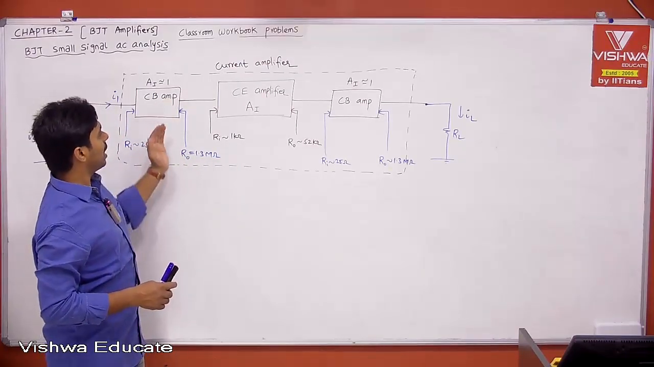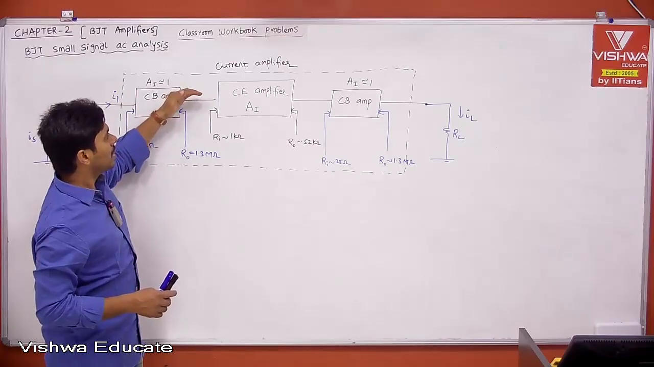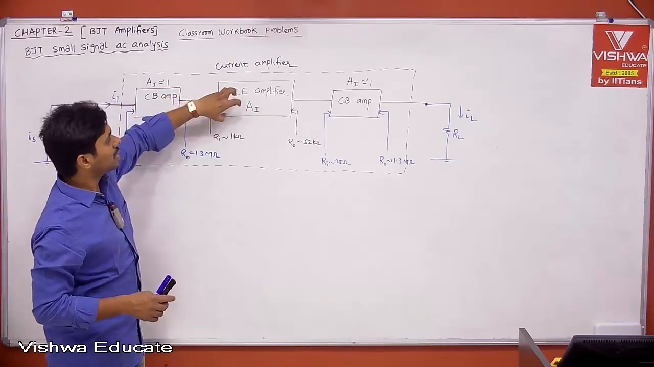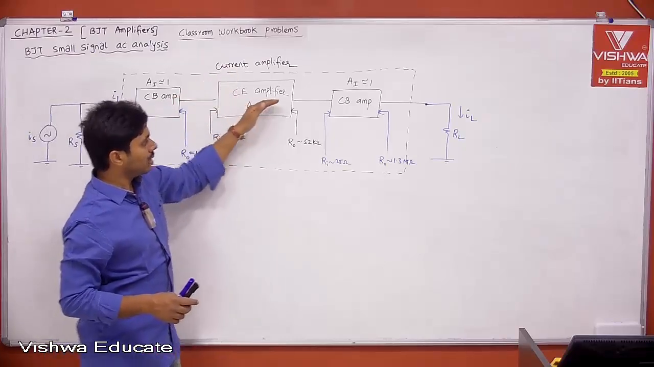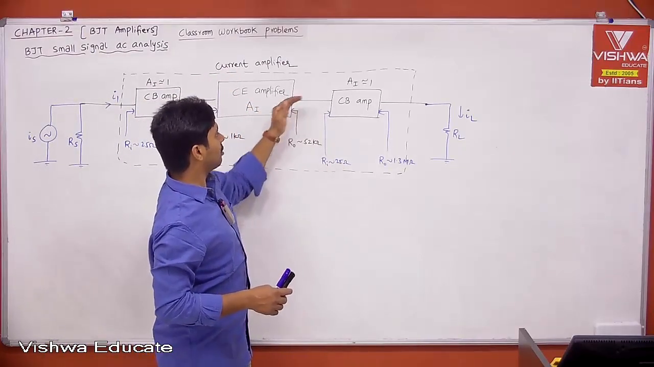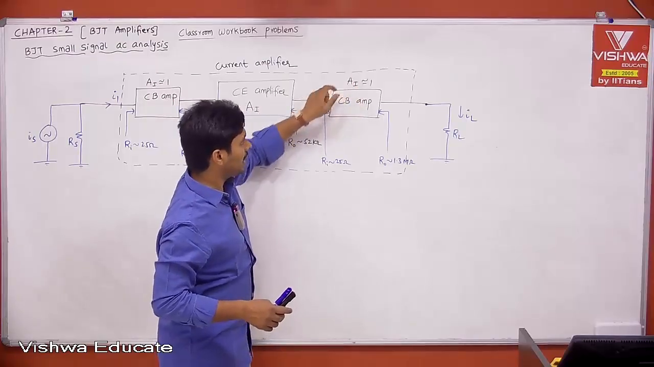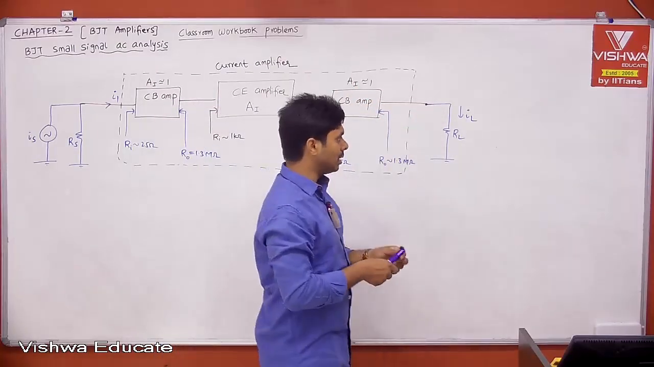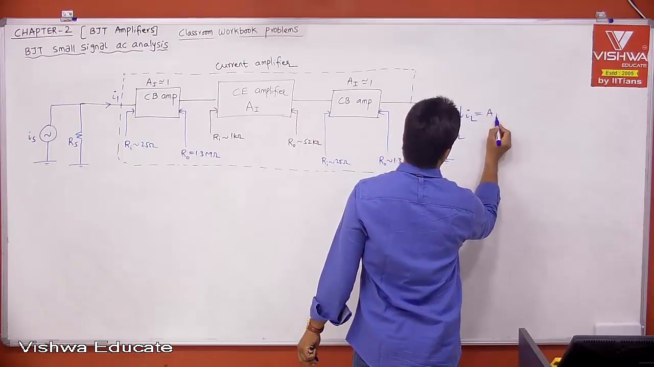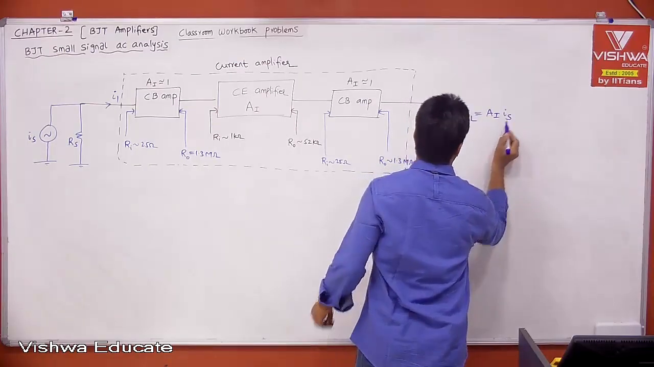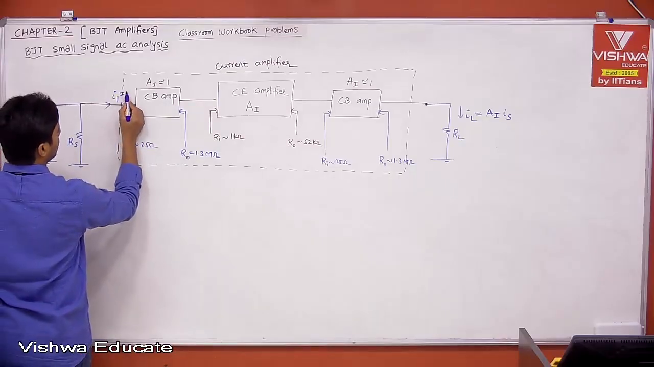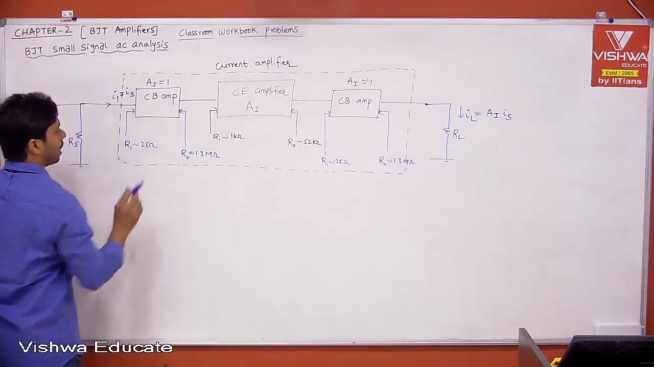The current coming out of the common base will enter the common emitter amplifier. Whatever current enters your common emitter amplifier, it will be amplified with the gain of AI, and then that current will be given to the load. Now your RA is very small, so the current enters the common base amplifier and the gain is 1. Therefore ultimately you will get IL equal to AI into IS, because RA is very small, so I1 is equal to IS.